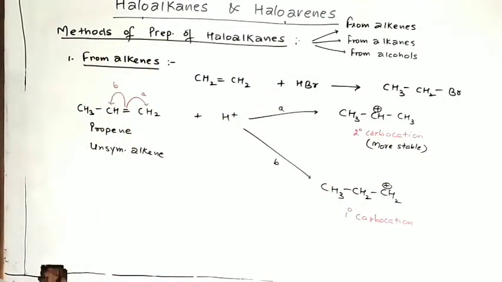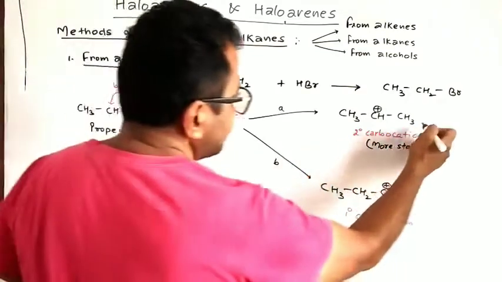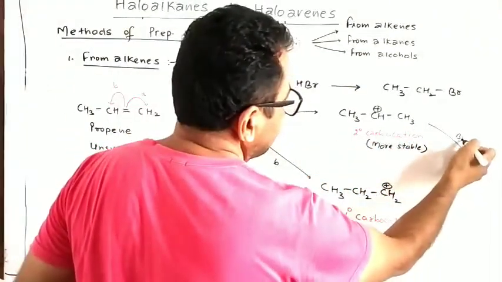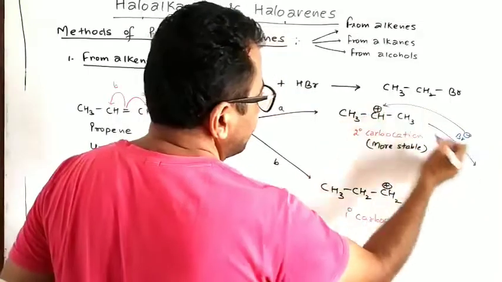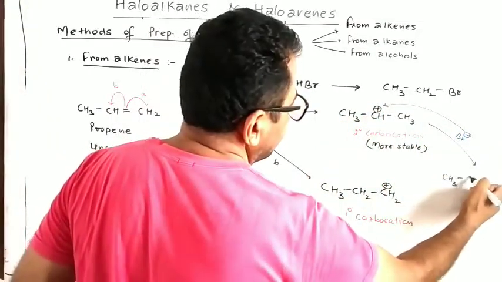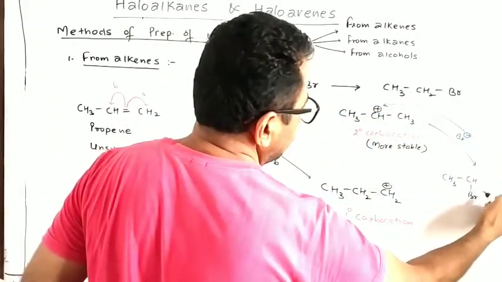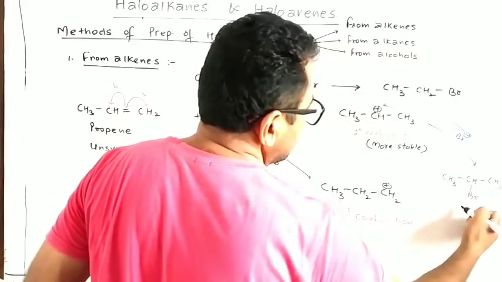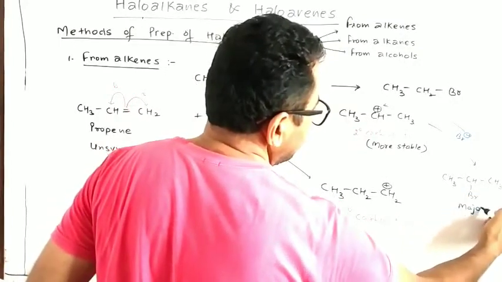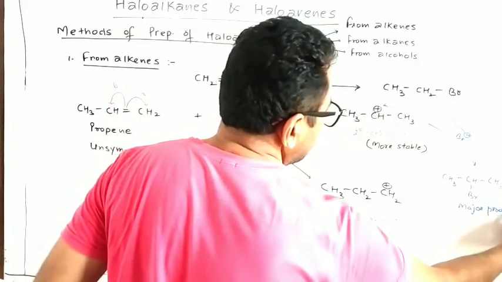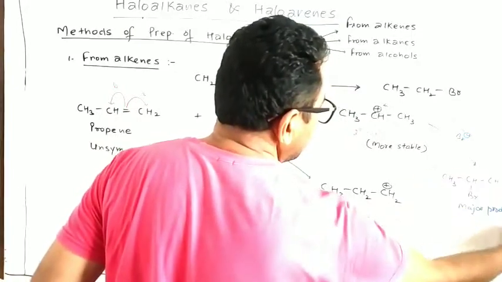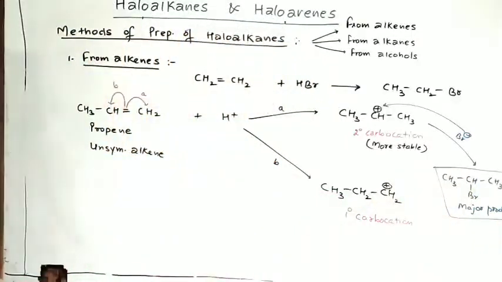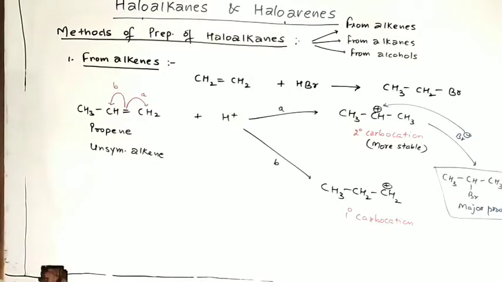It means this is formed in large amount, in excess. Then, when the Br negative attacks it, it will give you CH3CHBrCH3. So this will be your major product. Major product means main product. One bromopropane will also form, but that will be in very small, negligible amount.